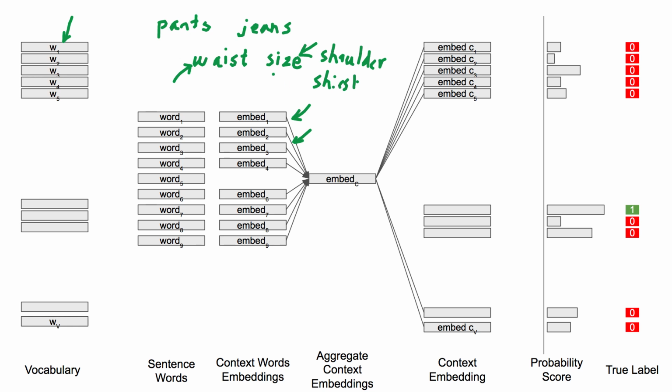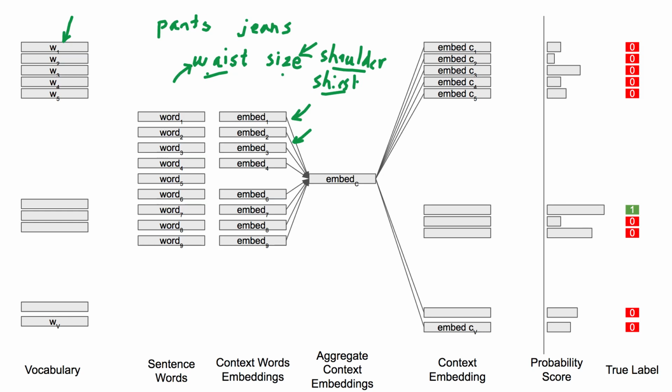So the vector representation of size is, of course, influenced by the context representation of waist. But since it occurs in other contexts like shoulder size or shirt size, it also gets influenced by the context representation of shoulder and shirt. So you want to update the vector representation of size to help you predict the context of shoulder, shirt, and not just waist.